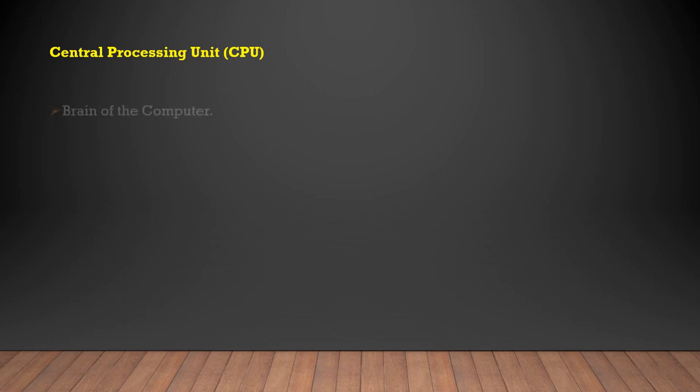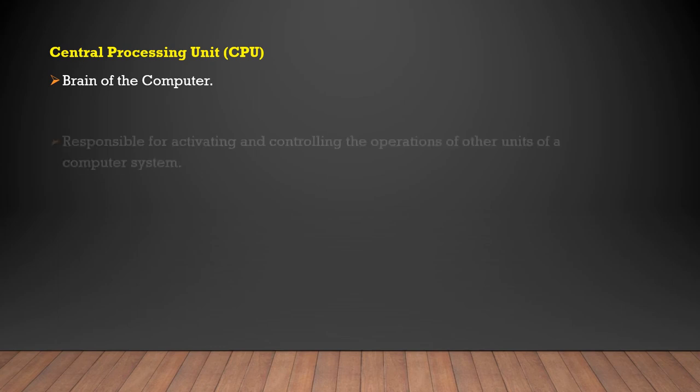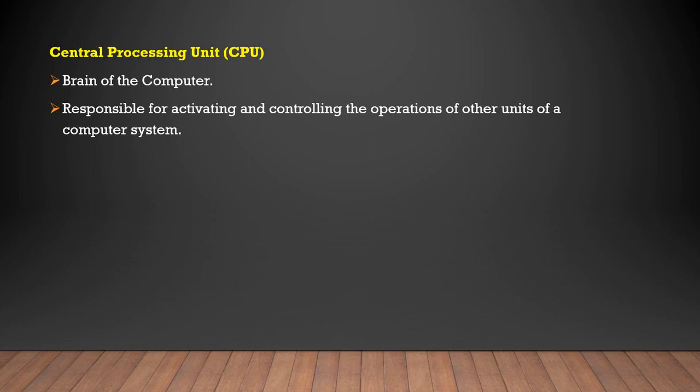Next is the central processing unit, that is CPU. CPU is the brain of the computer system. In a computer system, all calculations and comparisons are made inside the CPU, and thus the CPU is responsible for activating and controlling the operations of other units of a computer system.